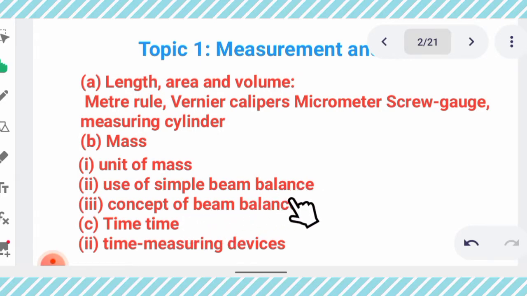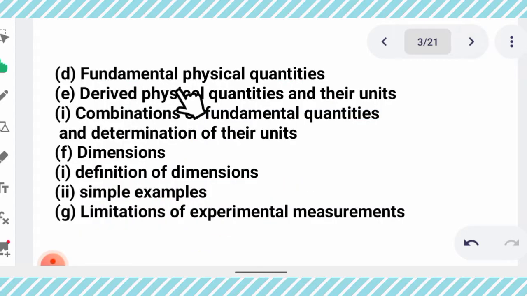Time. Under time, we have time-measuring devices such as stopwatch, clock, and so many of them. Then we talk of fundamental physical quantities. Fundamental quantities are those quantities that are independent of other quantities, and we have length, time, and mass, where the unit of length is meter, the unit of time is second, and the unit of mass is kilogram.